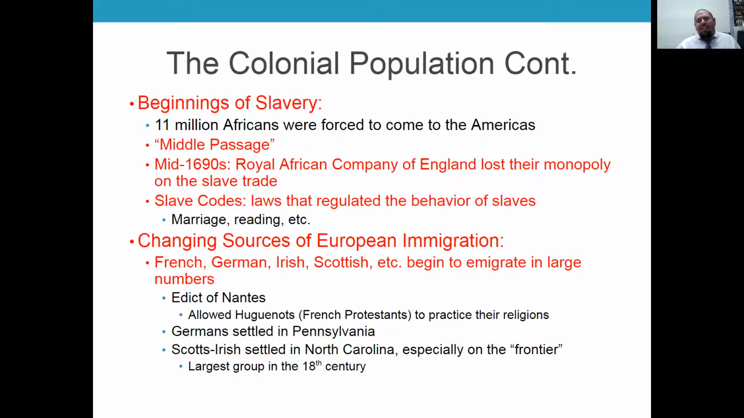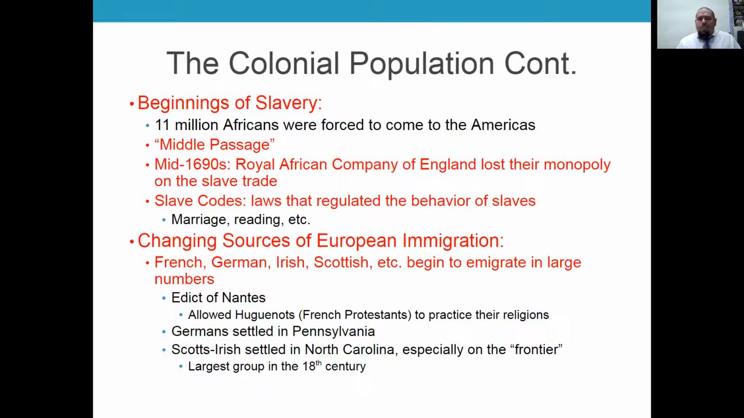In the mid-1690s, the Royal African Company of England lost their monopoly on the slave trade, and that allowed more and more countries to be involved in the slave trade. So now you got the Portuguese, the Dutch, the French, all making trades down in their African colonies. Remember, this is around the time where they're just along the coast of Africa. That's the silhouette of the African coast. So they didn't go into the interior because of malaria.